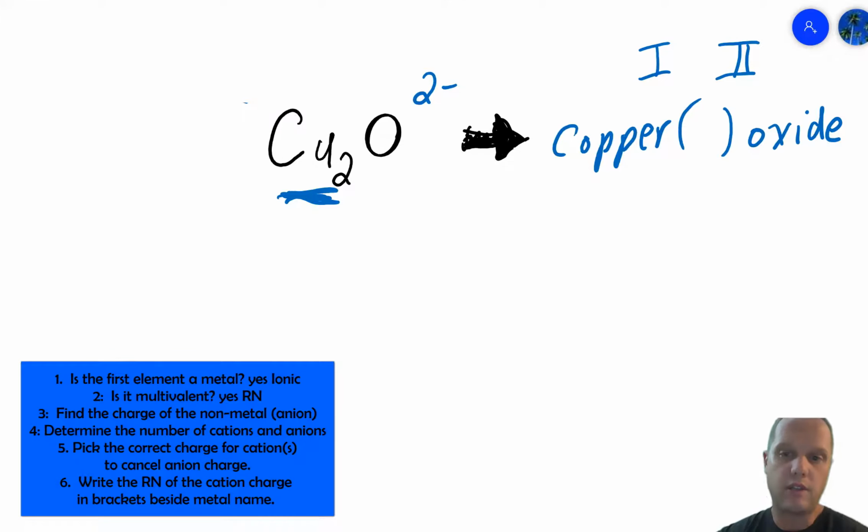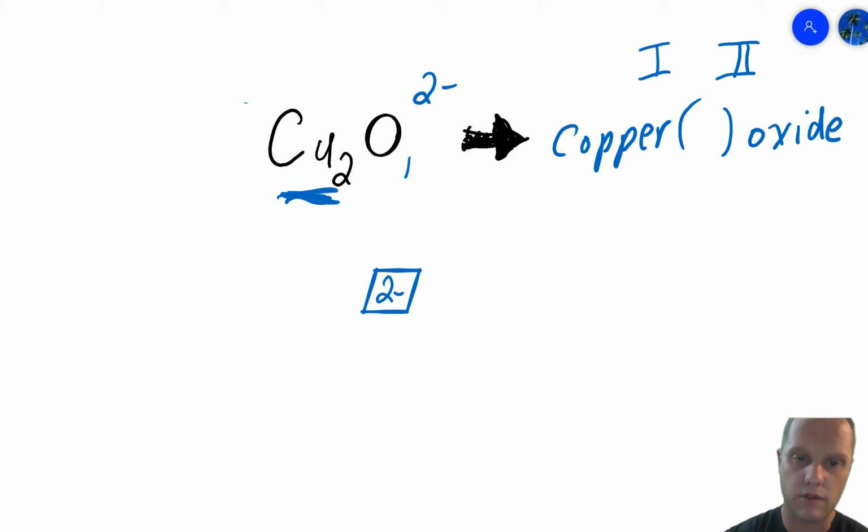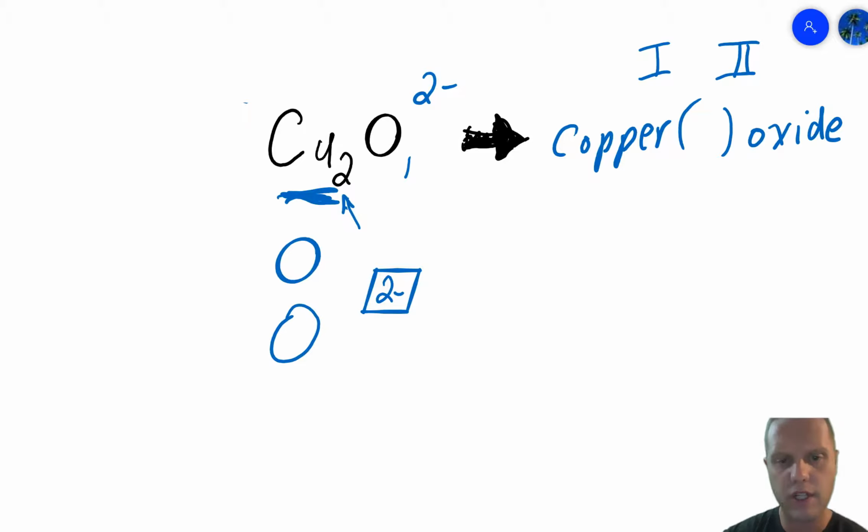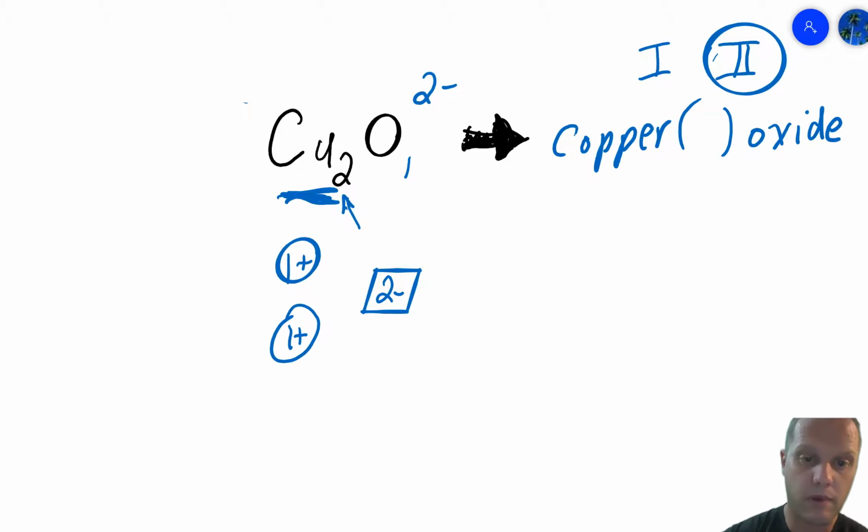So what charge belongs here? Well, we need to look at, again, the charge on the nonmetal. Here we have 1 oxygen with a 2 negative charge. We have 2 coppers. The question is, what charge has to go in each one of those circles for this to be neutral? If I put the 2 in, it wouldn't work because the positive charge would not match the negative charge. If I had 1 plus 1 plus, that adds up to 2 plus, and that cancels out that negative charge.